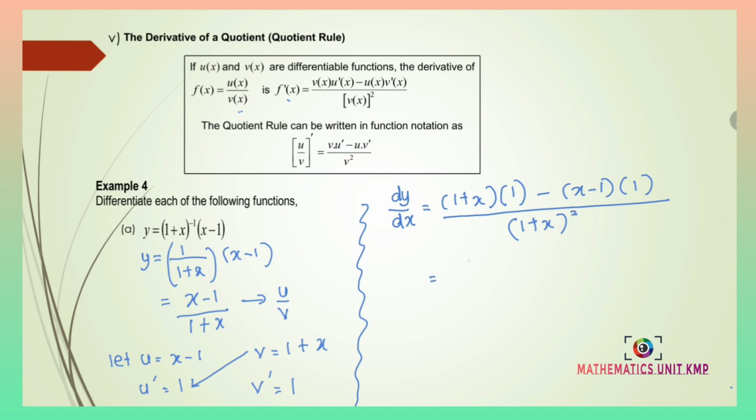After that, we simplify the numerator. 1 plus x minus x plus 1, divided by the denominator. No need to expand this denominator. We just leave it like this, 1 plus x squared. We can simplify here, plus x minus x. Then we just get 2 over 1 plus x all squared. This is the answer.